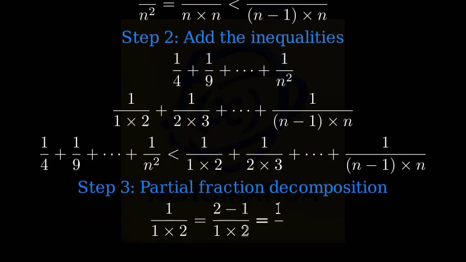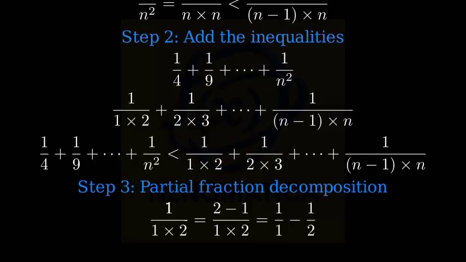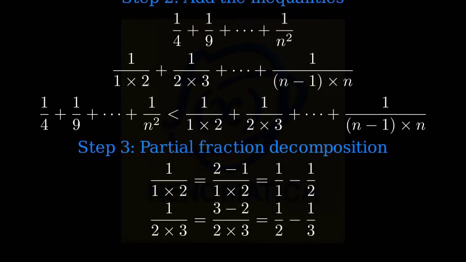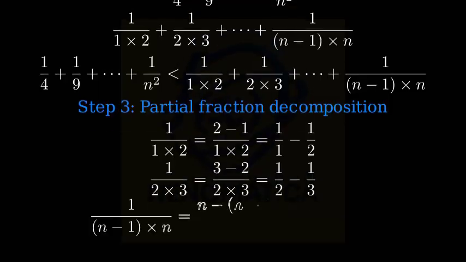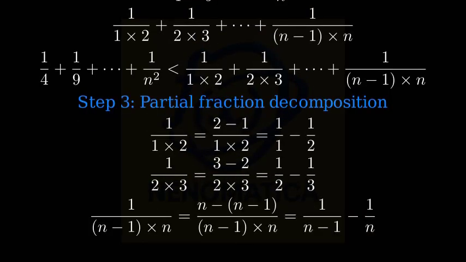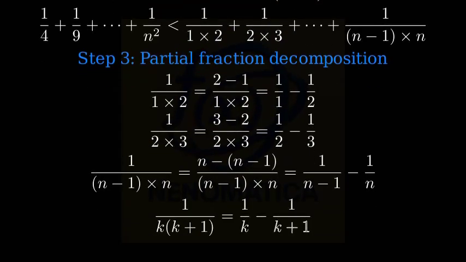For 1 over 1 times 2, we can rewrite it as 2 minus 1 over 2, which equals 1 over 1 minus 1 over 2. Similarly, 1 over 2 times 3 can be written as 3 minus 2 over 2 times 3, which equals 1 over 2 minus 1 over 3. And generally, 1 over n minus 1 times n equals n minus (n minus 1) over n minus 1 times n, which is 1 over n minus 1 minus 1 over n. Do you see the pattern? Each term can be written as the difference of two fractions.